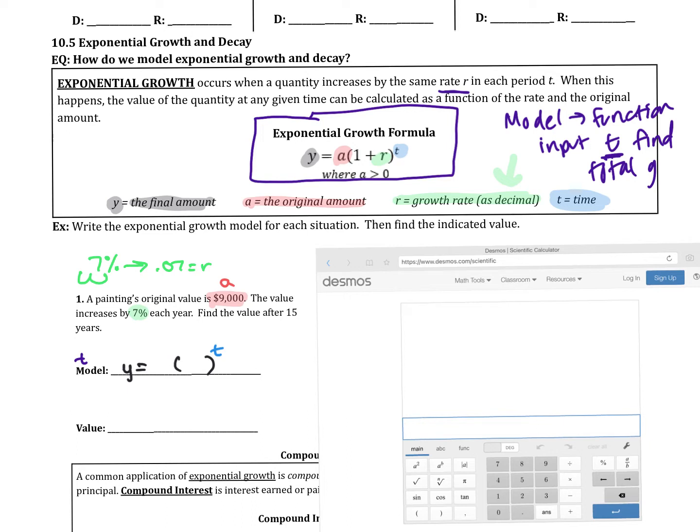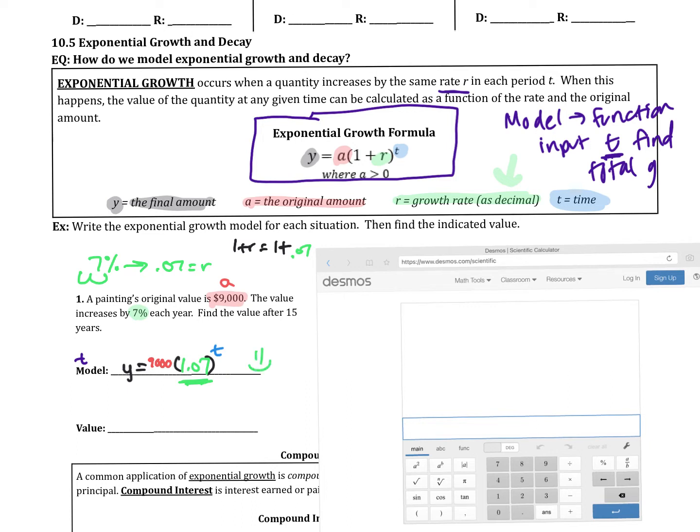So 9,000 is going to go in front of our parentheses. Inside parentheses is 1 plus r, which in this case is 1 plus 0.07. So that's going to be 1.07. And it makes sense that this number inside is more than 1 because we're saying that this painting is increasing in value. If it was decreasing in value, then this number inside would be less than 1. So this is your model, and you stop here.